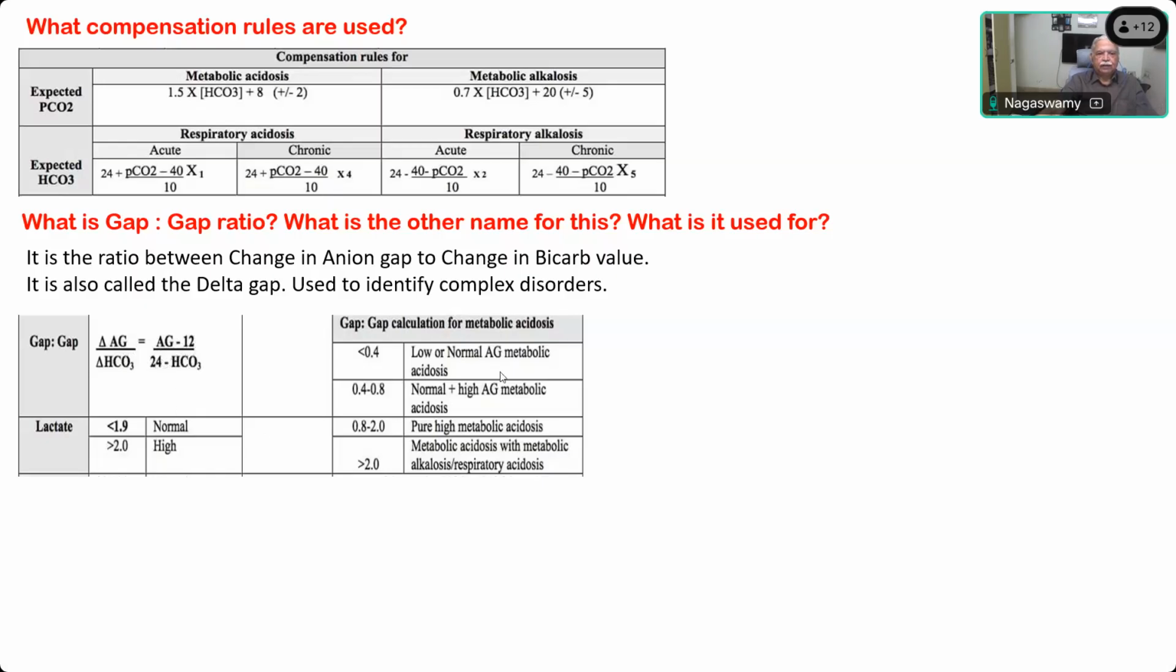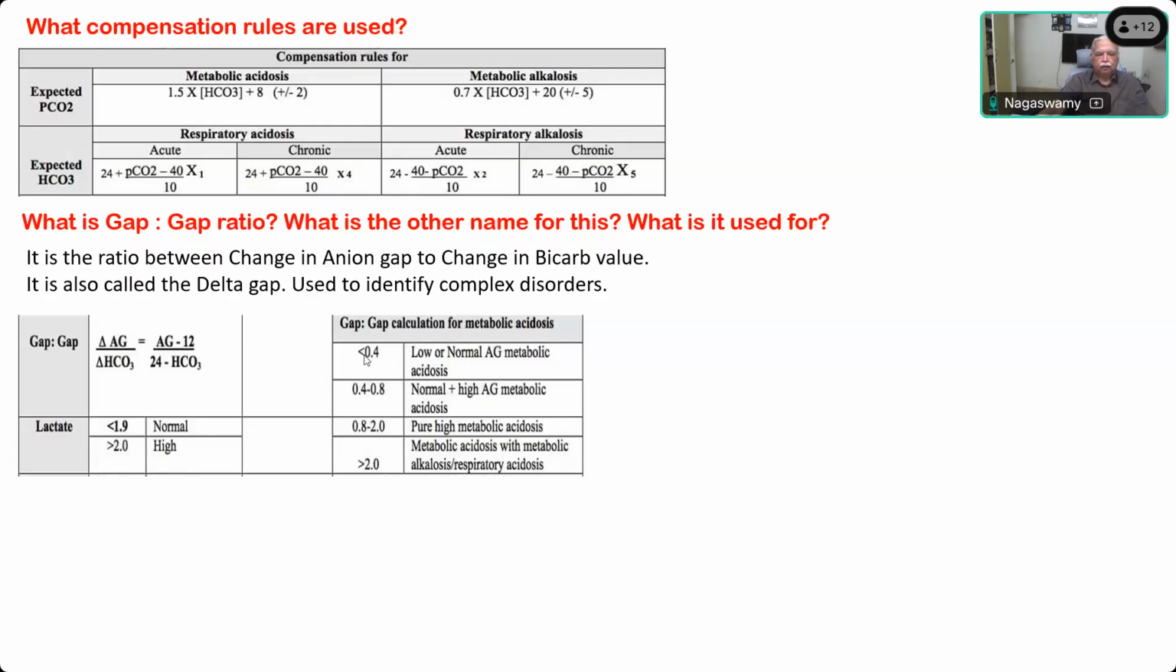then you get the changes that are happening. So the calculation is mainly only in metabolic acidosis. This anion gap, please remember, is not useful in alkalosis. It is useful to find out whether there is an associated alkalosis, but not in pure alkalosis. So in metabolic acidosis conditions, we have to use this anion gap or the delta gap.